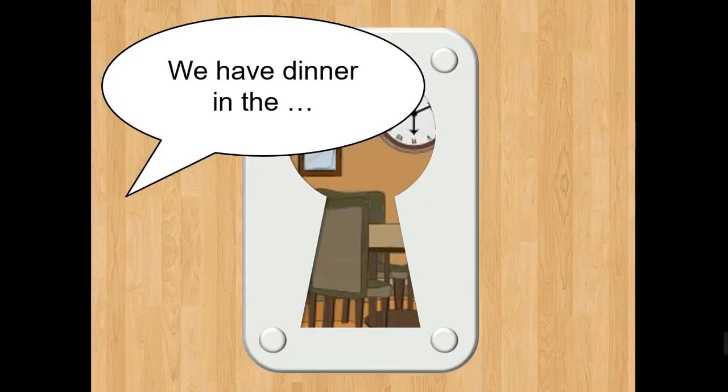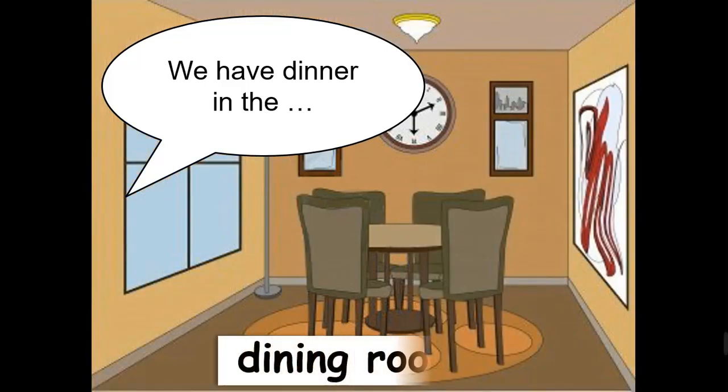And the next one here we have dinner in the... So we can have dinner, we can have breakfast, we can have lunch. So I mean the meals of the day. So we have them normally where we have a table and chair. So it is the dining room.